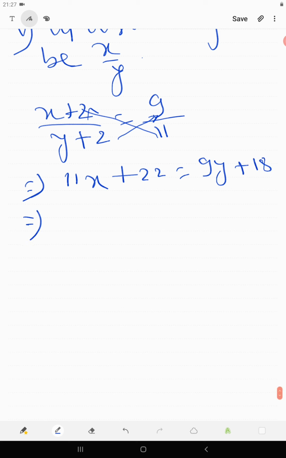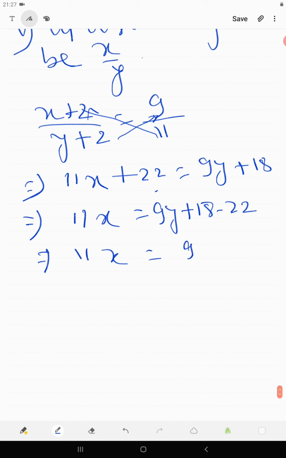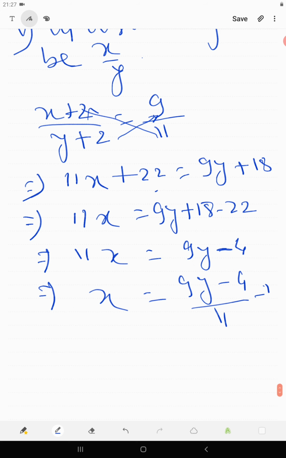So now we'll bring 22 to the other side. So 11x equals 9y plus 18 minus 22. Correct? So 11x equals 9y. Now plus 18 minus 22. You can see opposite signs. So the bigger number's sign will come, minus, and then 22 minus 18 is 4. So x equals 9y minus 4 divided by 11. This is our equation 1.